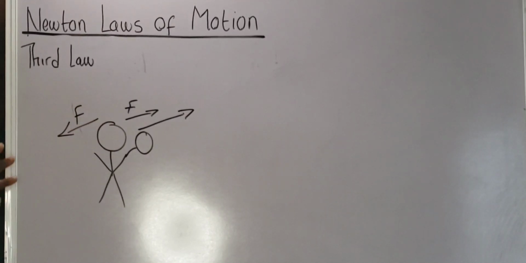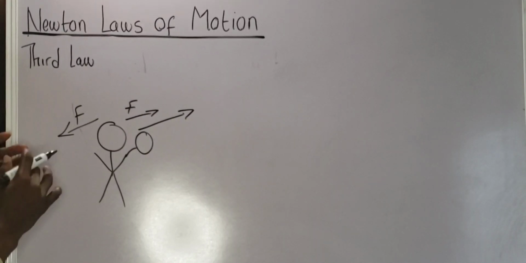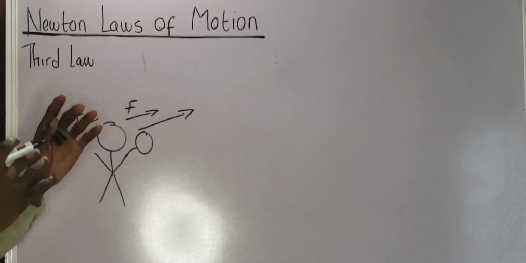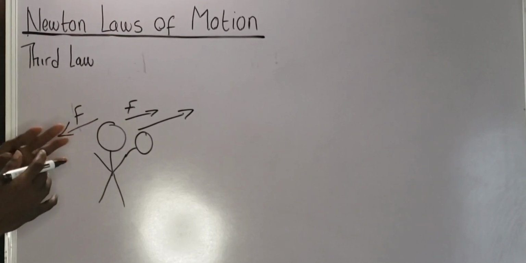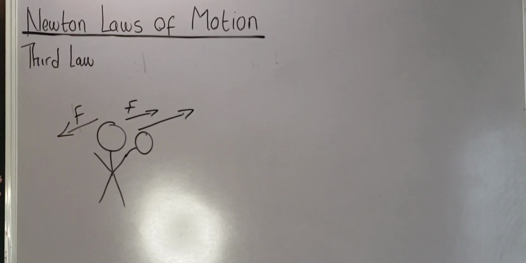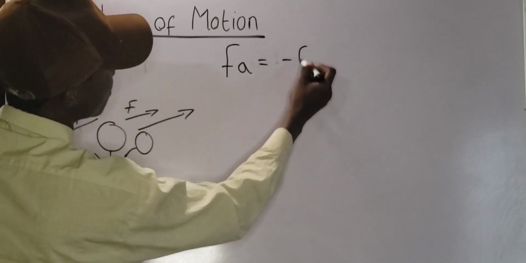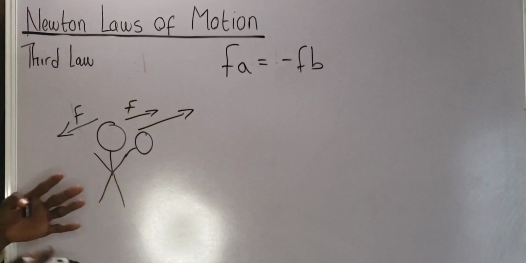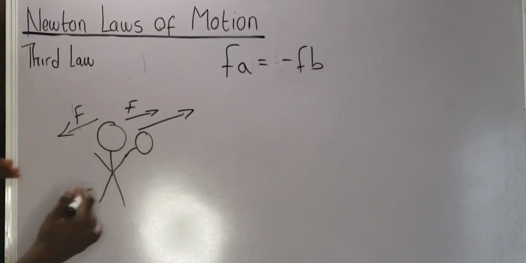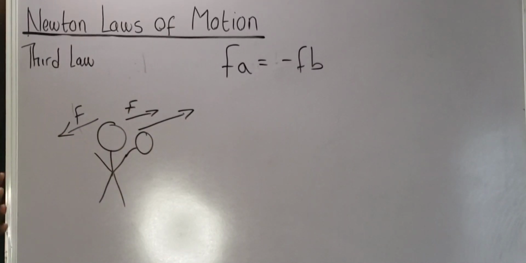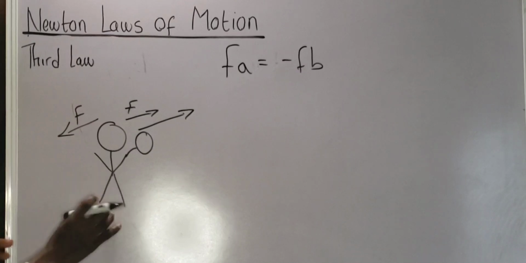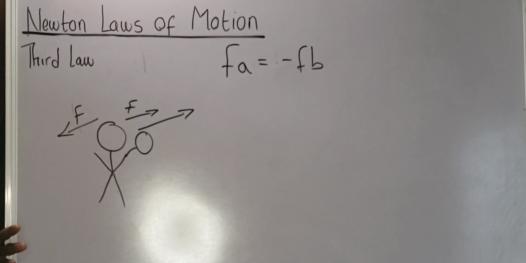That is, for every action, there is always an equal but opposite reaction. That means for every force exerted on an object, there is always an equal but opposite force. You understand what I'm saying? That is, Fa is equal to minus Fb, because that force is acting opposite to the direction of the force that is applied. In that case, the force is acting on this person itself. So now, let me ask you a question.